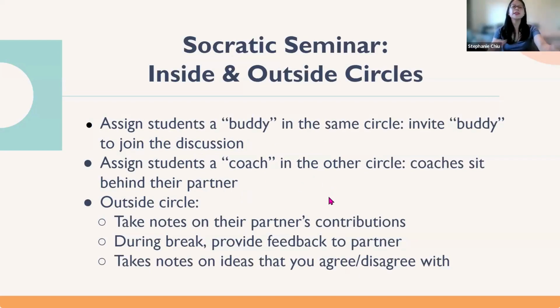So as I mentioned, a lot of times with our large class sizes, we need to split the group and have an inside and outside circle. So I assign students a buddy in the same circle, and they need to invite their buddy to join the discussion. So their buddy's always going to be mixed proficiency. Someone really talkative will have a very quiet buddy, and vice versa.